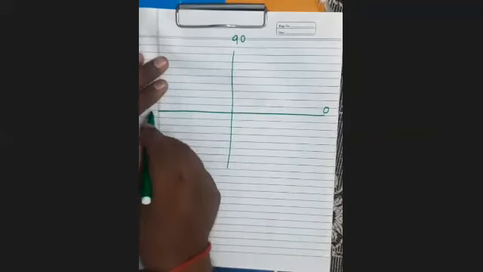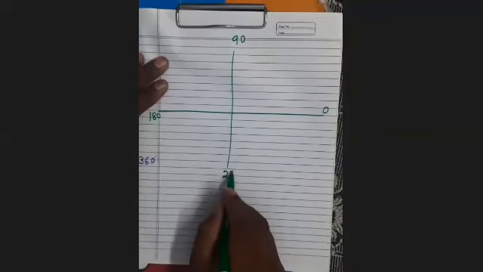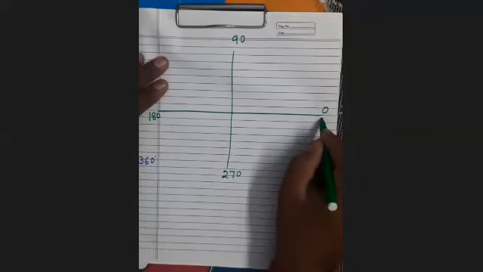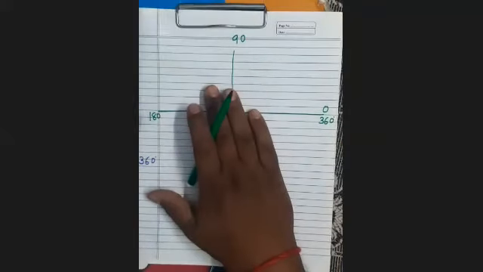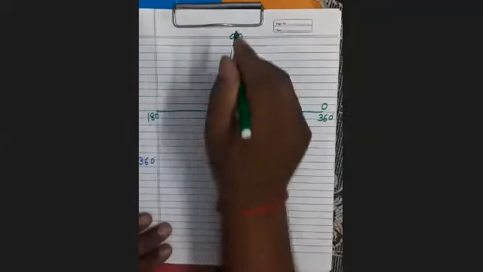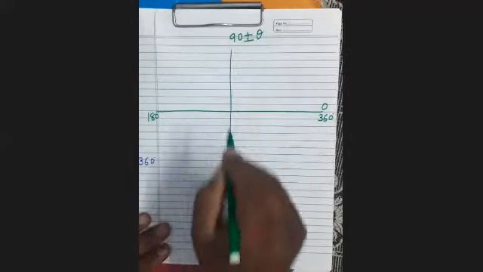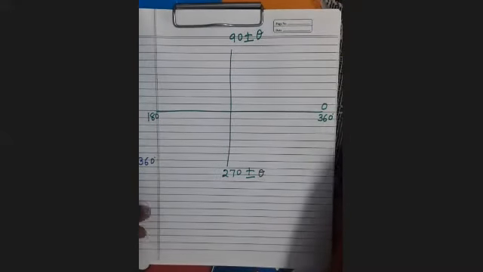This is 0, 90, 180, 270, and this is 360. It's clear? You can see here, this line is 90 plus minus theta, 270 plus minus theta. It's clear? What does it mean?